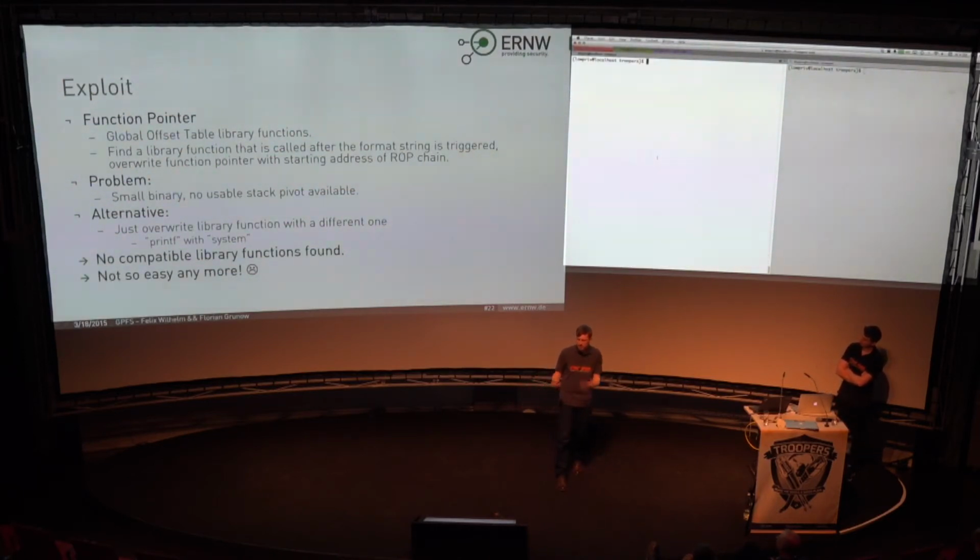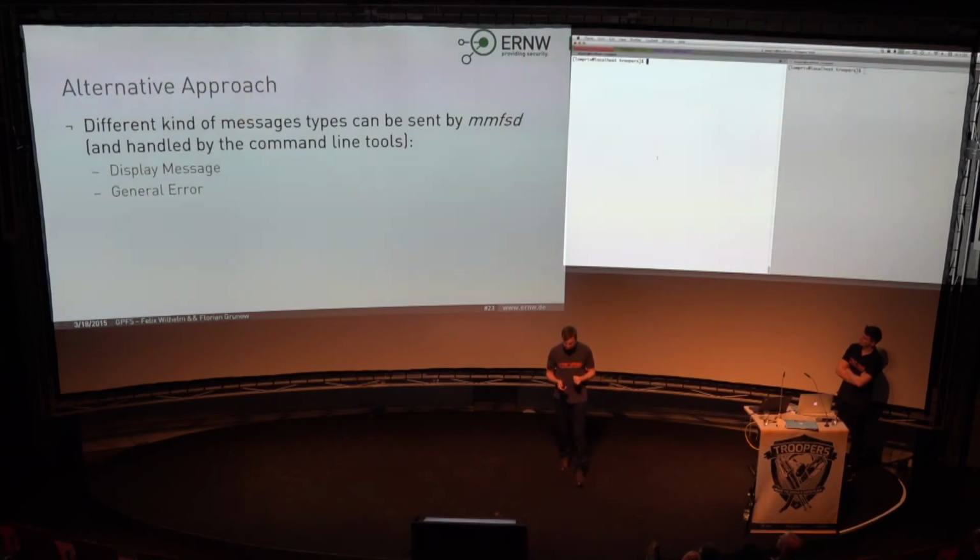So we could not achieve code execution with this. Everything gets harder and harder. But never give up. There's an alternative approach that we found out. We were looking at the message types that you can send. Actually, these are the message types that the MFSD will be sending. So you could have a message type like display a message, give a general error, and then we found out that there is a message type which is called edit message.